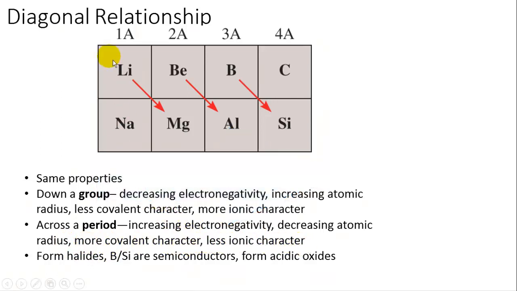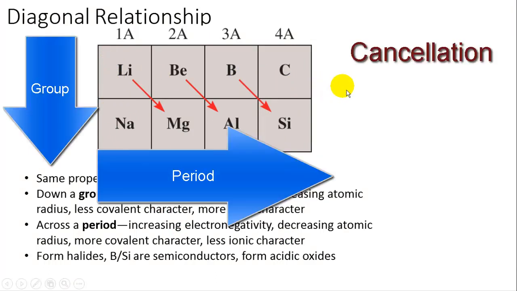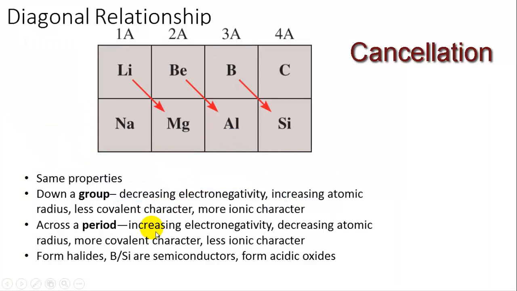So the properties down a group cancel with the properties across a period, and as a net result, elements that are diagonal to one another essentially have the same properties, because the decreasing electronegativity down a group cancels with the increasing electronegativity across a period. The increasing atomic radius down a group cancels out with the decreasing atomic radius across a period, and the same trends occur for covalent character and ionic character as well. So elements from 1A to 4A that are diagonal to one another have the same properties.